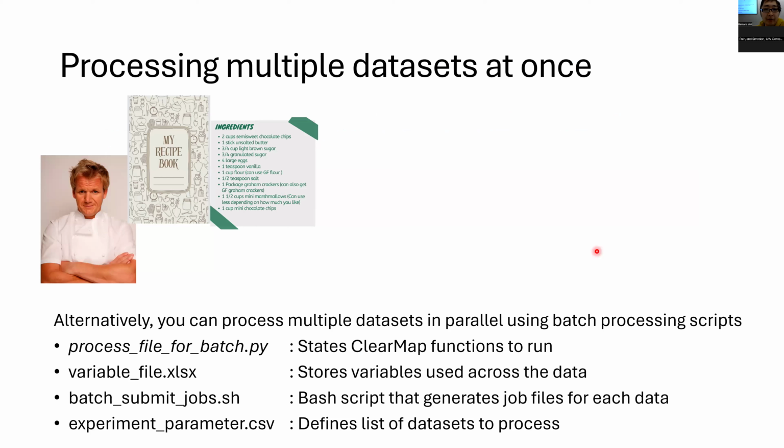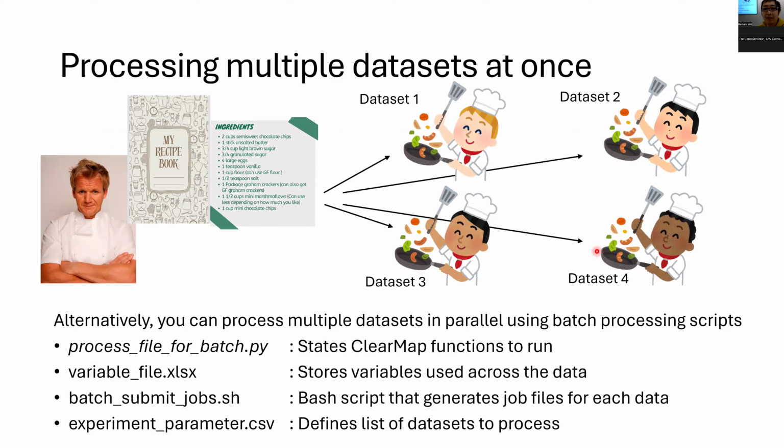Okay, so now if you have access to multiple nodes, you want to start thinking about processing multiple data sets at once. This is like being a master chef: you have this master recipe and master ingredients, and you want to allocate these recipes to multiple chefs in multiple places. ClearMap has this function in it. We call these batch processing scripts. We have a list of scripts: the process file for batch processing, the variable file, the batch submit job script, and the experiment parameter script.